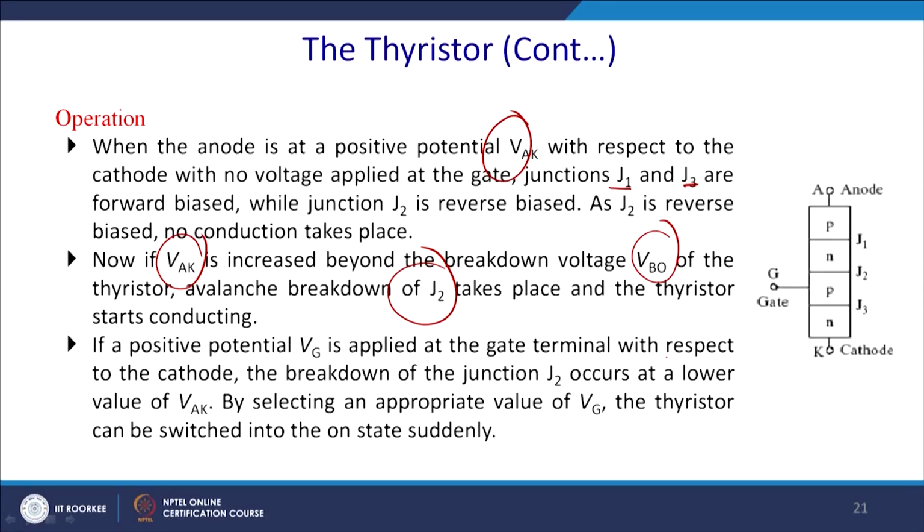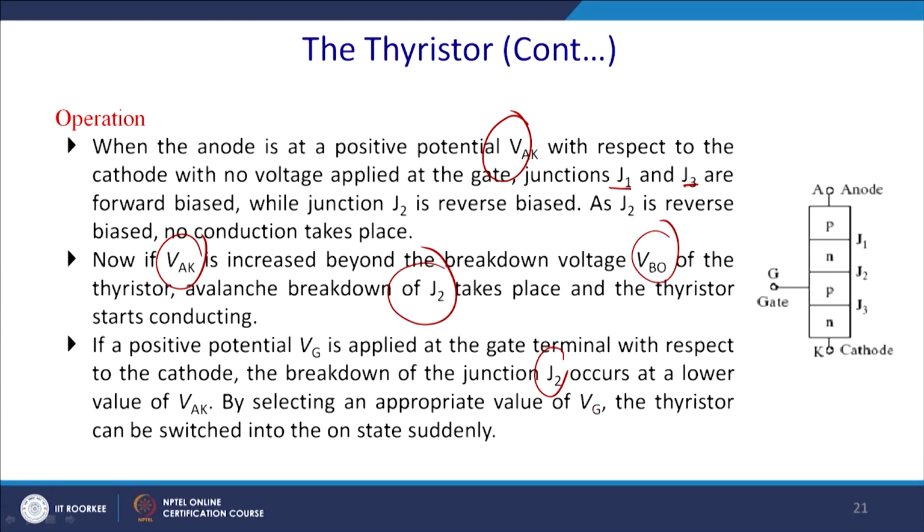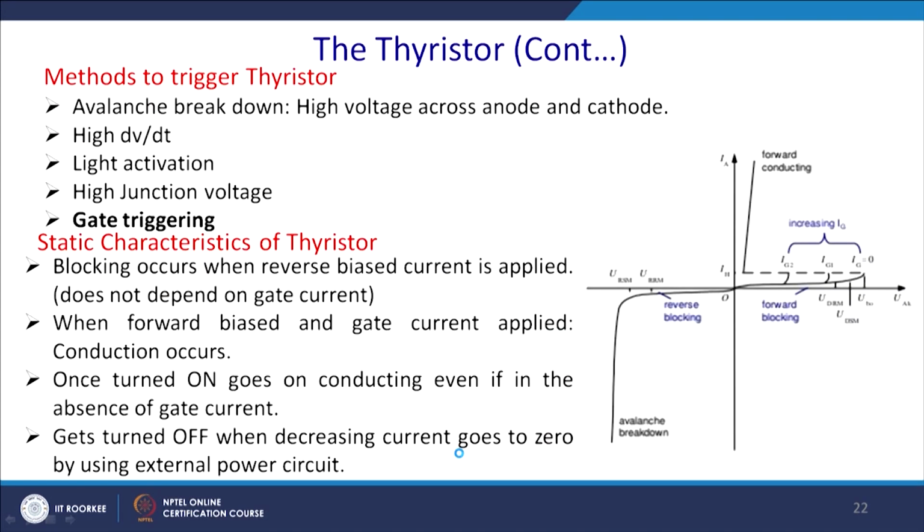If a potential Vg is applied at the gate terminal with respect to the cathode, the breakdown of junction J2 occurs at a considerably lower voltage. It can be 10 times less or 20 times less, depending on the amount of current you are injecting. By selecting the appropriate value of Vg, the thyristor can be switched on at a certain state. So, this is the IV characteristics of the thyristor.